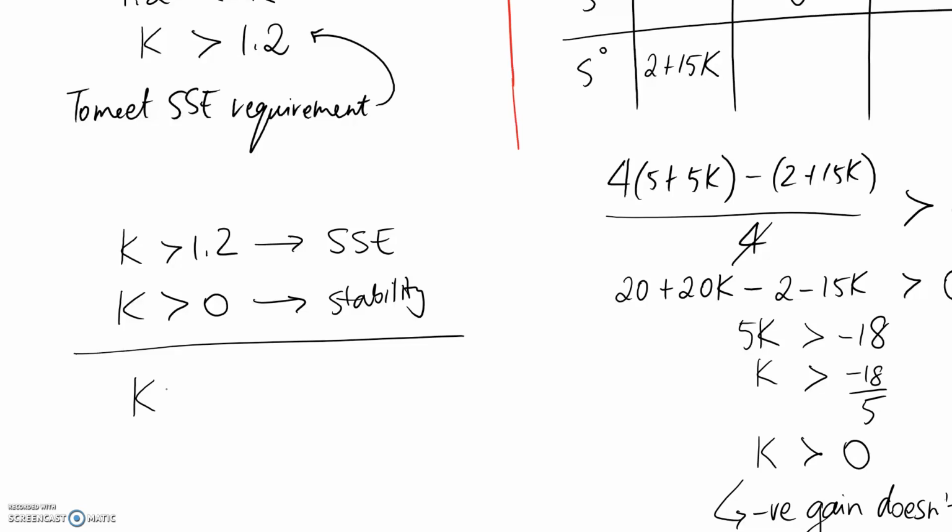So overall, the answer to our question is that k just needs to be greater than 1.2, because we're going to have a stable system and our error is going to be less than 0.1 for the unity step input. So that's all there is for this question, and I'll see you in another video.